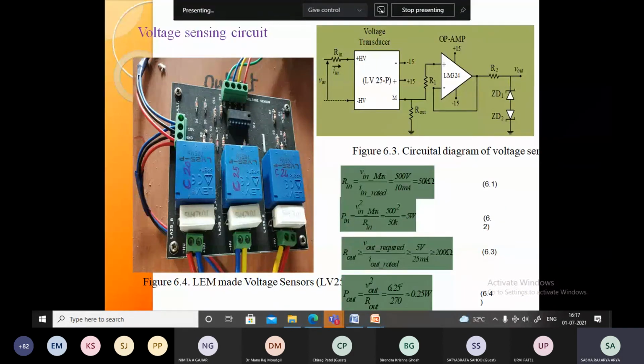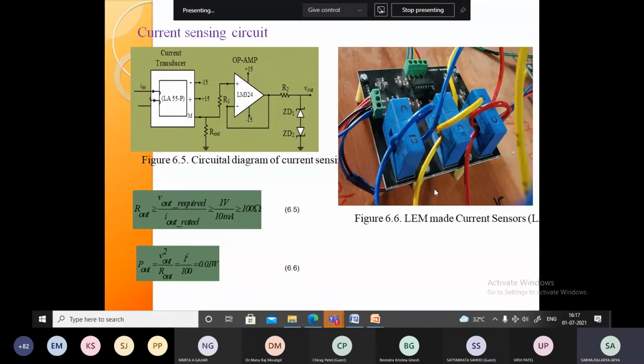Based on the datasheet of these sensors, we can design according to the processor's requirement. You can design the output voltage, and design the input and output resistance. This is a current sensor you can see. Based on this, we can design and limit the output current.